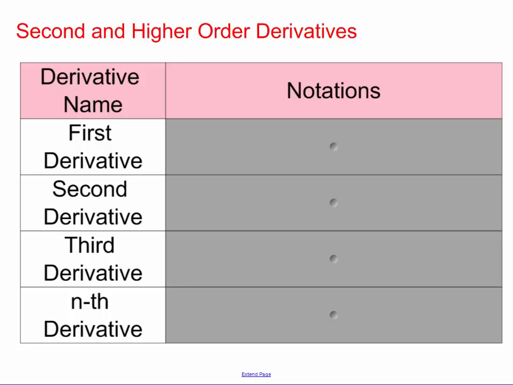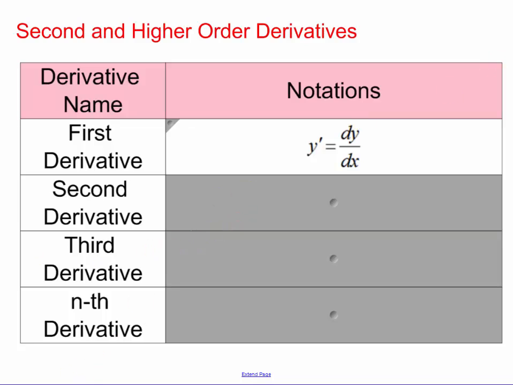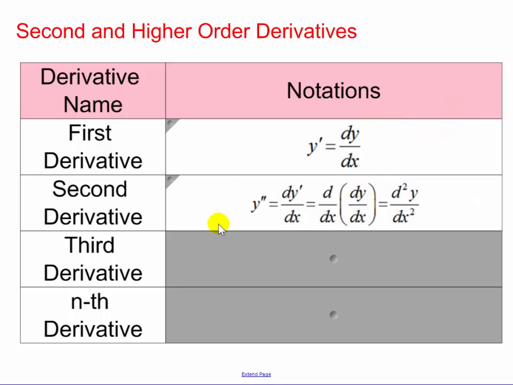Higher order derivatives. So first derivative, some notations for our derivative. You should know that y prime equals dy/dx. Now the second derivative, or y double prime, I often call it, y double prime. This first one is what we see a lot, or really the second one. The second derivative of y, taking the derivative with respect to x twice.